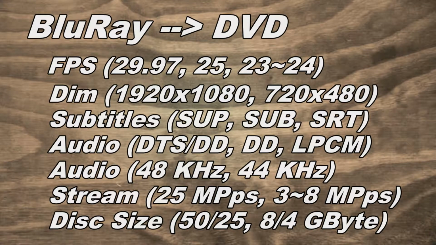When you're looking at Blu-rays and converting to DVDs, there are essentially seven characteristics I want you to think about. The first one is frames per second. The NTSC standard is 29.97, or 30,000 divided by 1001. The PAL standard is 25 frames per second.